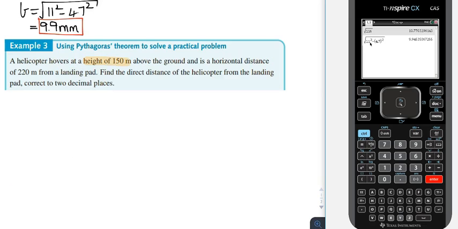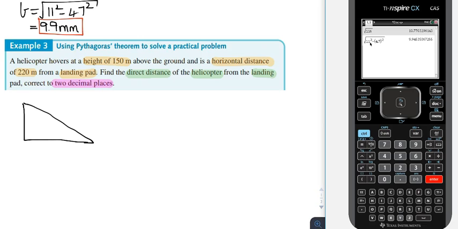The third example is a worded question. So it's a practical problem. You need to basically break this down and draw a diagram. So a helicopter hovers at a height of 150 meters above the ground, and horizontal distance is 220 from the landing pad. We want to know the direct distance from the helicopter to the landing pad, correct to 2 decimal places. So draw a right angle triangle.